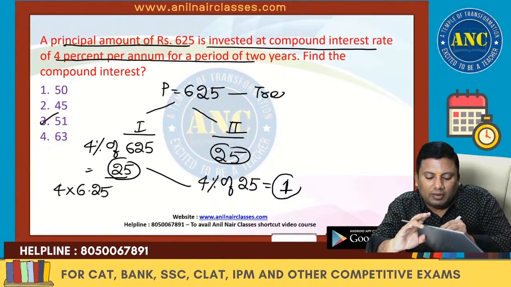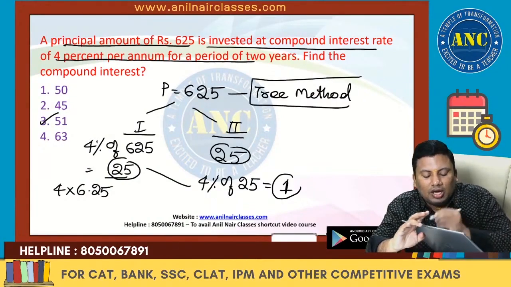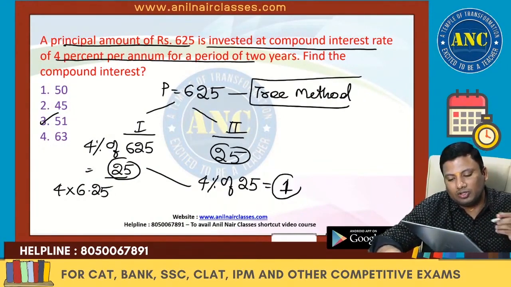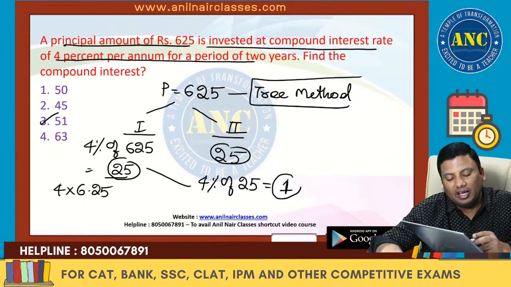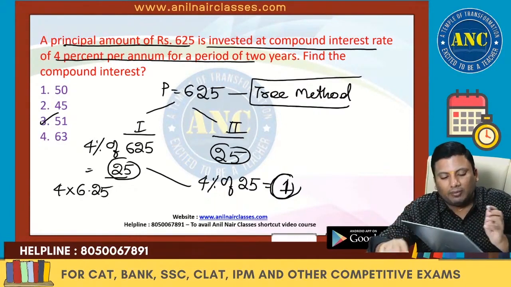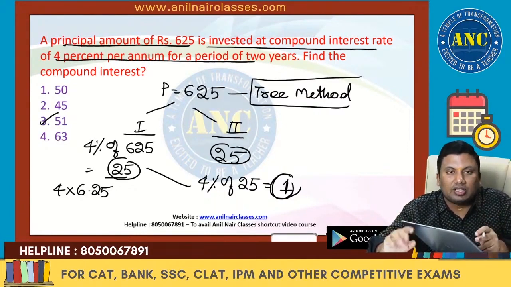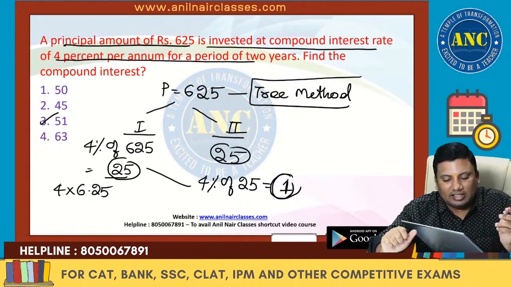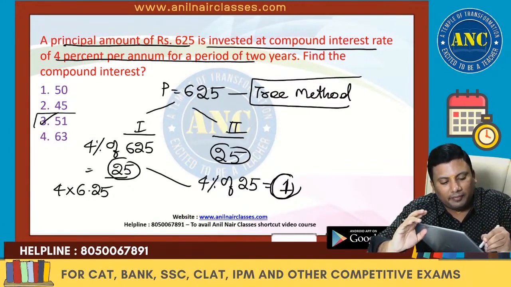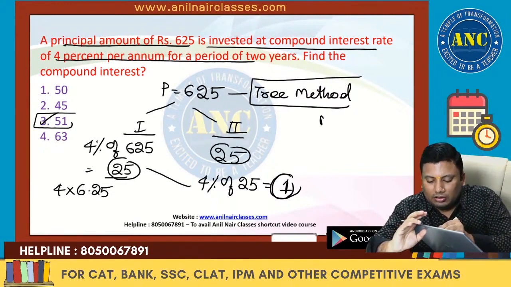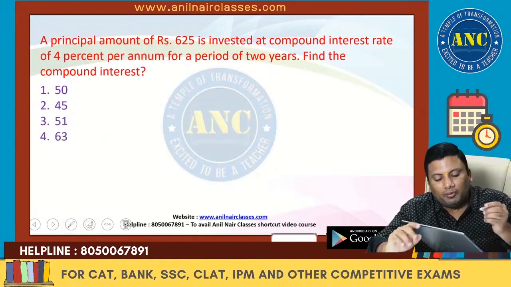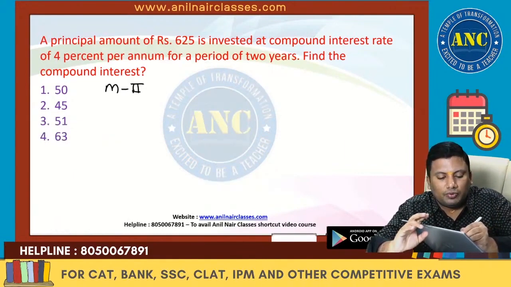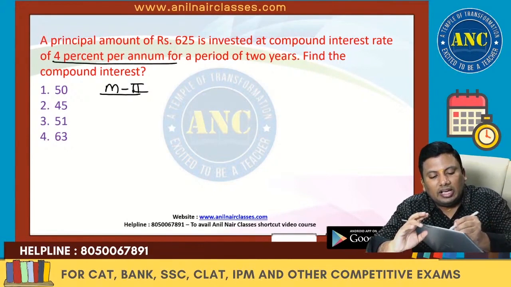Which method am I using? Tree method I am using. In case, I'll just give you a glimpse of how you can use another method also. 625, 4 percentage of 625, 25, 25, 4 percentage of 25 is nothing but 1. So total compound interest is 25, 25, 1. Answer is nothing but 51. This is method 1. You take any method that comes into your mind which will make you solve questions fast. Method 2. 4 percentage per annum.